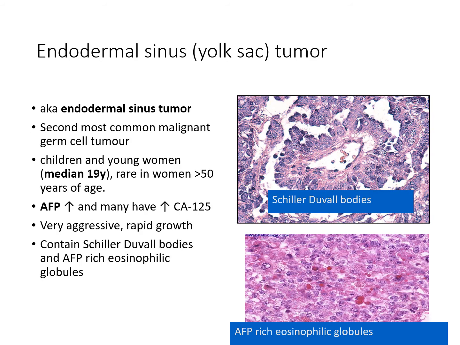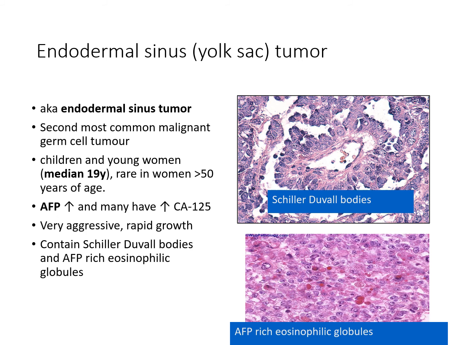Another germ cell tumor is yolk sac tumor, also known as endodermal sinus tumor. It is the second most common malignant germ cell tumor and occurs in children and young women. The alpha-fetoprotein level will increase, and many have increase in CA125.